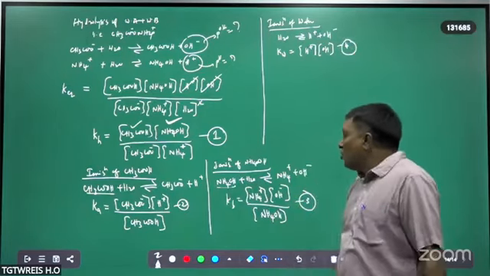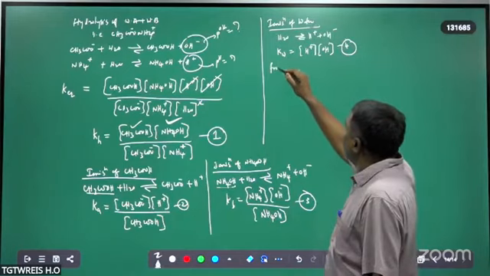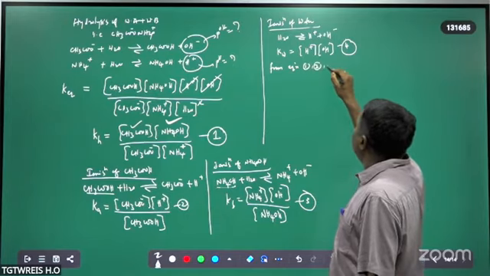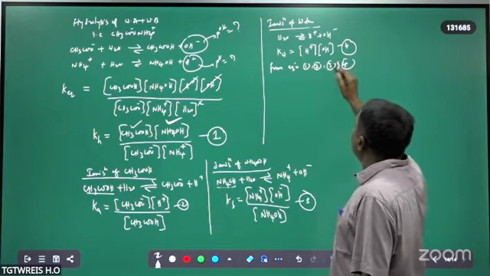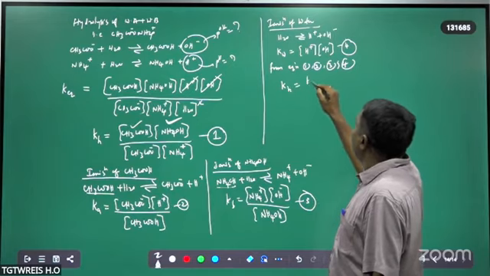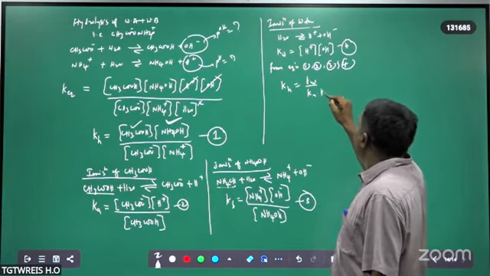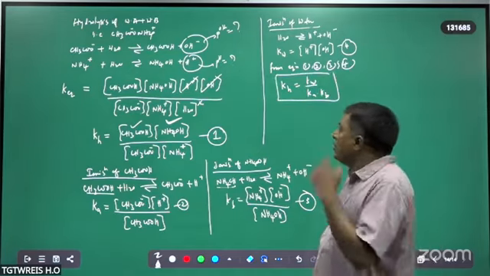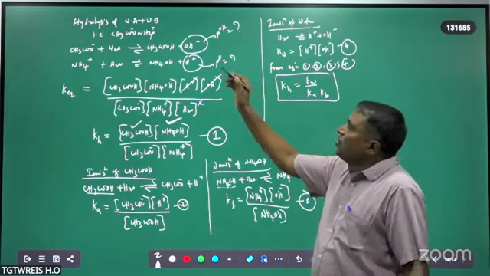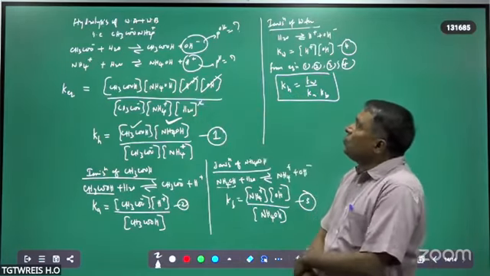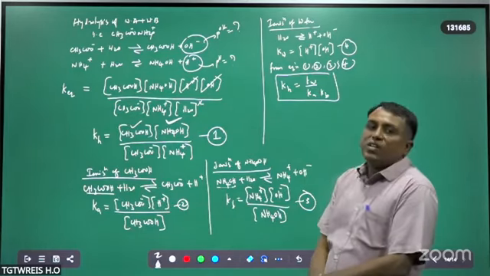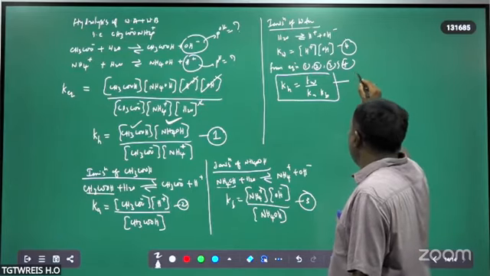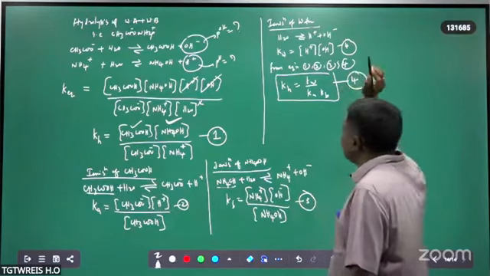From equations 1, 2, 3, and 4, we can write KH is equal to Kw by Ka into Kb. This is another constant. KH is the salt hydrolysis constant. This is the salt hydrolysis constant of what now? CH3COONH4, salt of weak acid and weak base. So KH is equal to Kw by Ka into Kb. This is the equation.